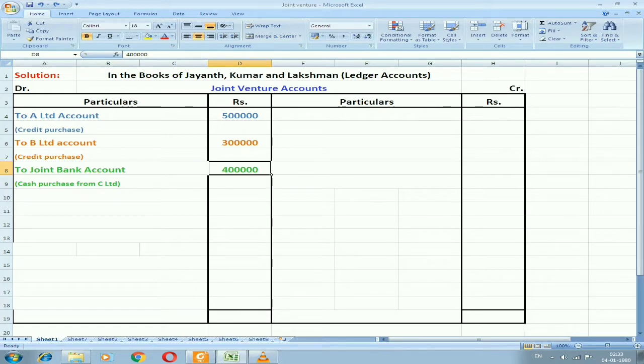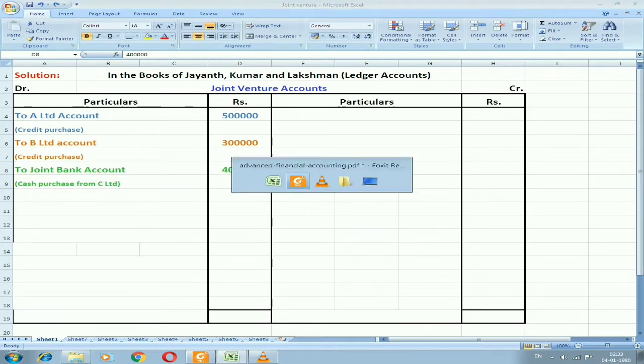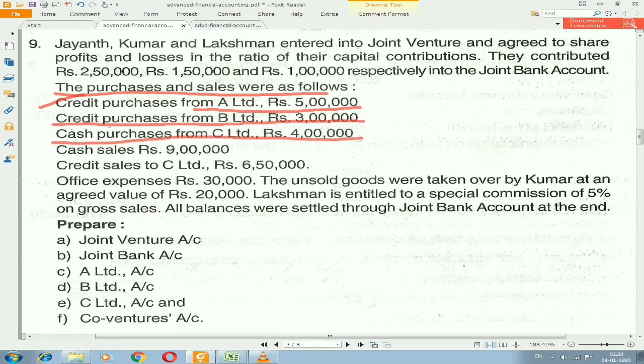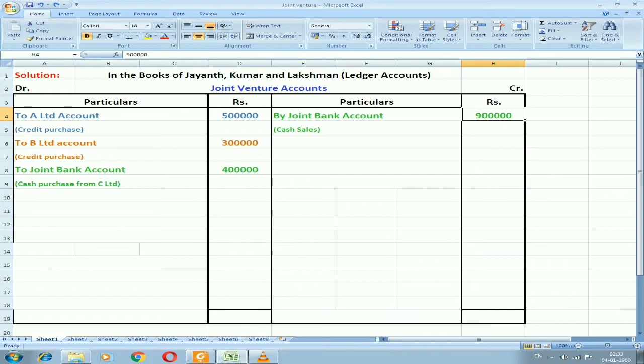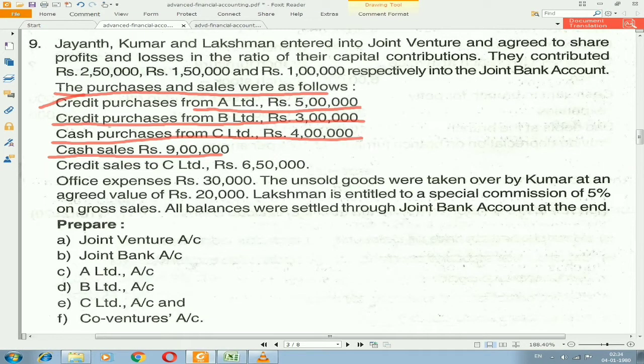Apart from that, we have sales. That is an income, which is supposed to be recorded on the credit side. Cash sales rupees 9 lakh. As it is cash, we are supposed to take it under the joint bank account. So let us record that in the name of: by joint bank account, cash sales with the amount of rupees 9 lakh. Then we have credit sales to C Limited rupees 6 lakh 50,000.